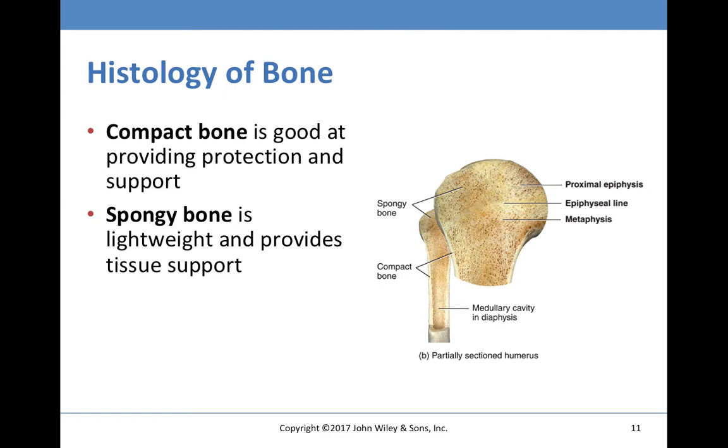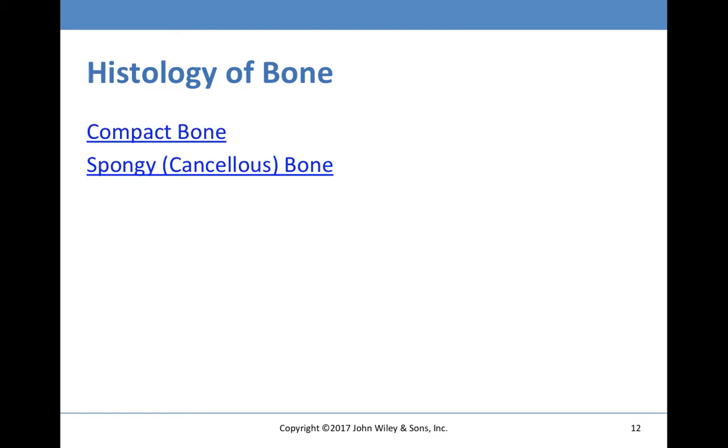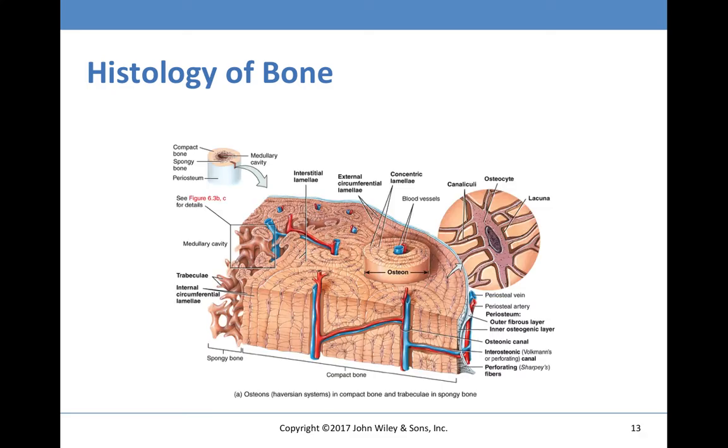Our compact bone will be good at providing protection and support, whereas our spongy bone, of course, is going to be more lightweight, and it does provide some tissue support as well. So the compact bone provides that protection, nice and dense. The spongy bone, not as dense, so it is lightweight. Our compact bone will then be arranged in units that we call Haversian systems or osteons.